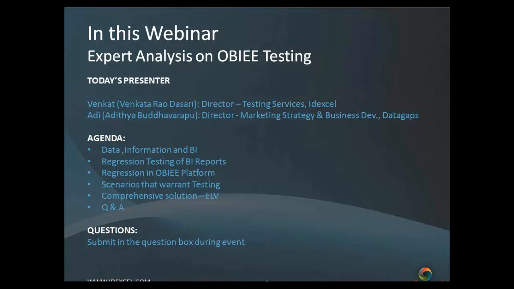So, first of all, I would like to quickly talk about the agenda for today. We'll be talking about what is data, what is information, and what is BI reporting at a very high level. And then we'll talk about how we can achieve value from BI reporting. One of the major hurdles that we have is how well you can do regression testing for the BI reports that you create using BI environments. And especially with OBIEE platforms, how can you do regression testing? And what are the different scenarios that really warrant testing for these BI reports? And how can ELV, which is a patented technology, help you comprehensively test your solutions?